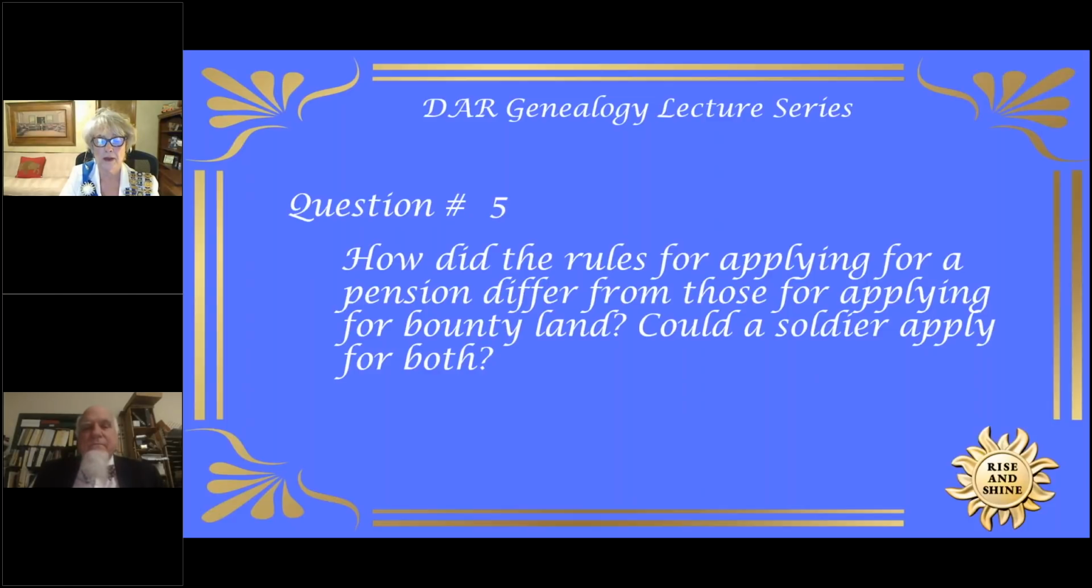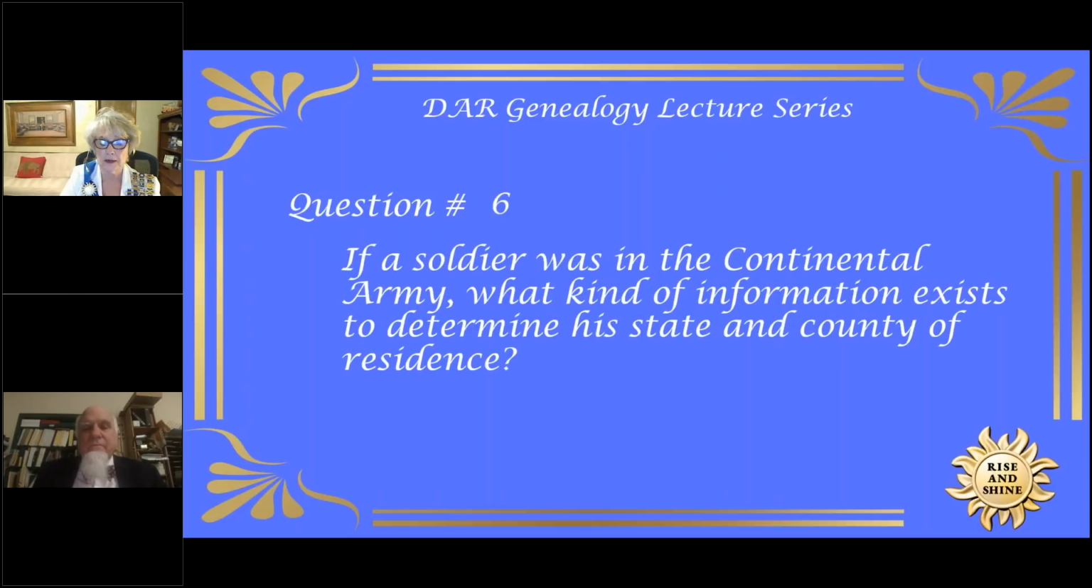Okay, very good. All right, question number 6. If a soldier was in the Continental Army, what kind of information exists to determine his state and county of residence? Early on in the war, most of the companies were raised at the county level. So the company commander would usually be a county lieutenant or someone high up in the county somehow. And then the people would come and join his company in that county.